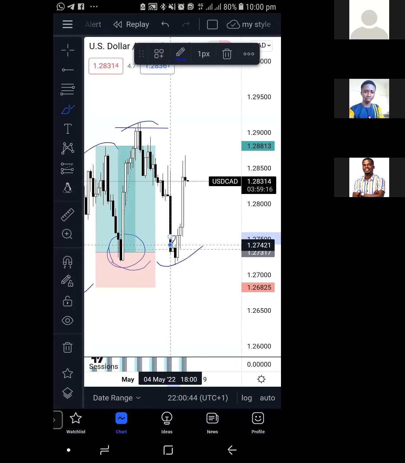So one thing I can advise you to do is don't chase the market. Honestly, see, don't chase the market. You see this game, this trading of it, the only way you can really be maximally profitable is when you are patient.